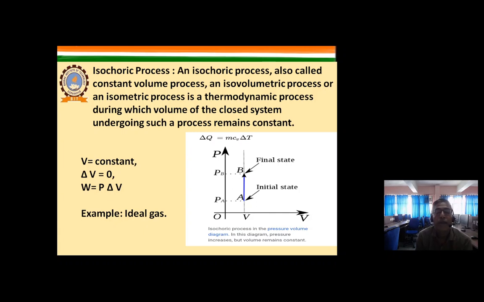Here in the picture you can see P A, P B, A to B. B is the final state and A is the initial state. This is the isochoric process in the pressure volume diagram. In this diagram, pressure increases but volume remains constant. An example of an isochoric process is an ideal gas.